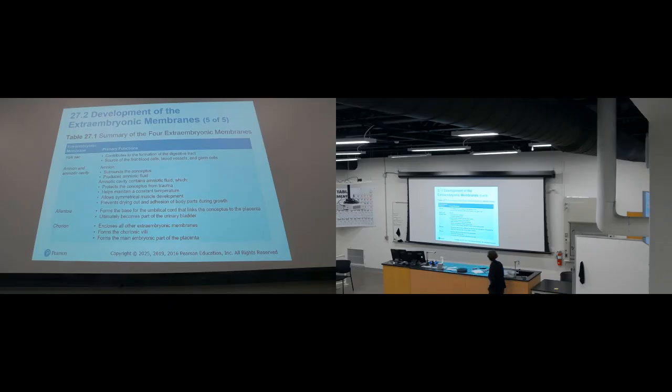So here is the summary of the 4 extraembryonic membranes and their functions. The yolk sac is going to form part of the digestive system, forming red blood cells, blood vessels, and germ cells. The amnion is going to protect the baby. It's going to hold the amniotic fluid and it's going to produce it. And that helps to protect the baby physically from trauma, also helps to maintain the body temperature in the baby, and it helps also for the symmetrical development of muscles, and then prevents the drying out and adhesion of the body parts of the baby during growth.